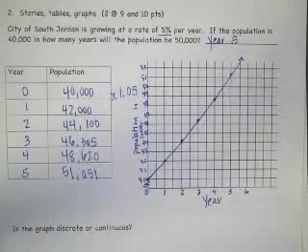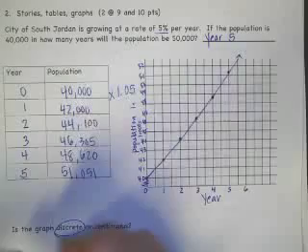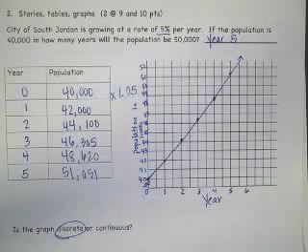Is this graph continuous or discrete? So continuous means happening all the time. Discrete meaning you can count it. So I'm going to say this is discrete because we can count people. However, I mean, you're always talking about kids being born, so you could probably argue it being continuous as well.